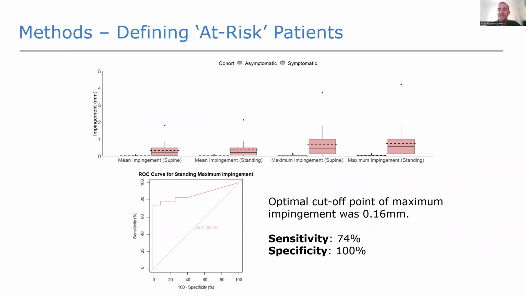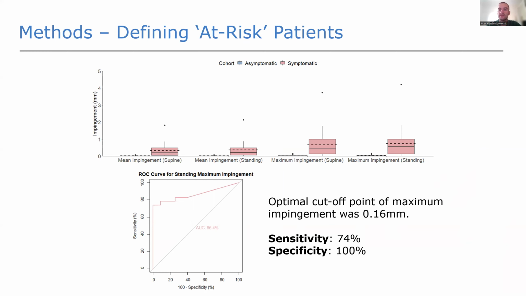To provide some brief context, these are the main results from our previous validation study, which found that the simulation's output, impingement, significantly predicted the probability of iliopsoas tendonitis with a sensitivity of 74% and specificity of 100%. The cutoff point of impingement for these results was 0.16 mils. Therefore, in the present study, all patients with greater than 0.16 mils of impingement were identified as at risk of iliopsoas tendonitis.